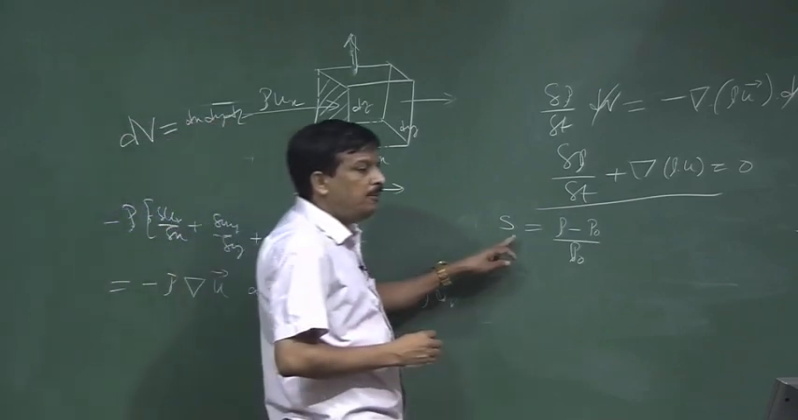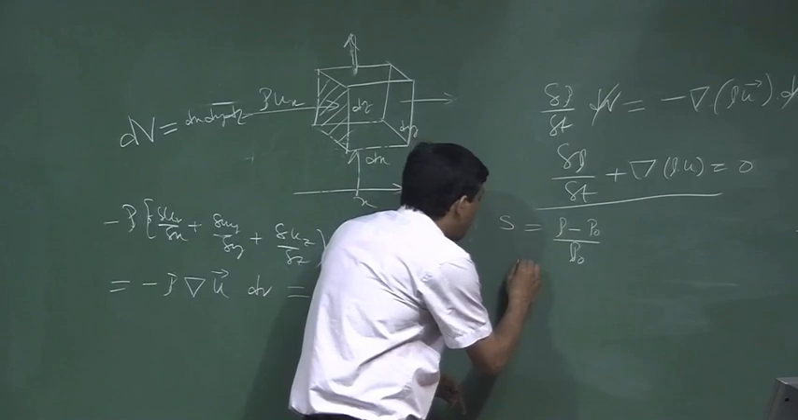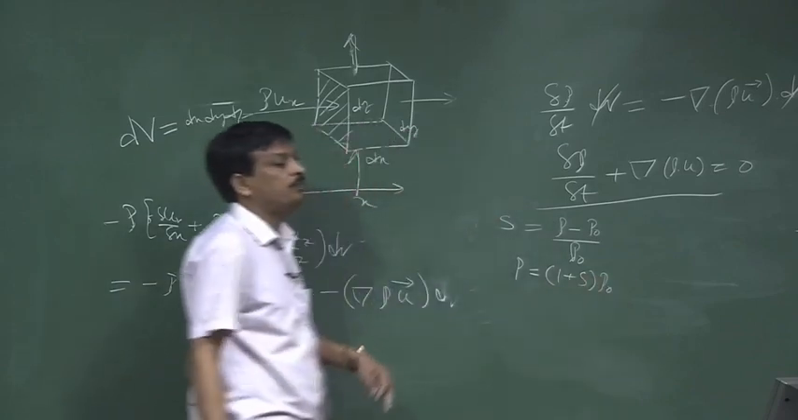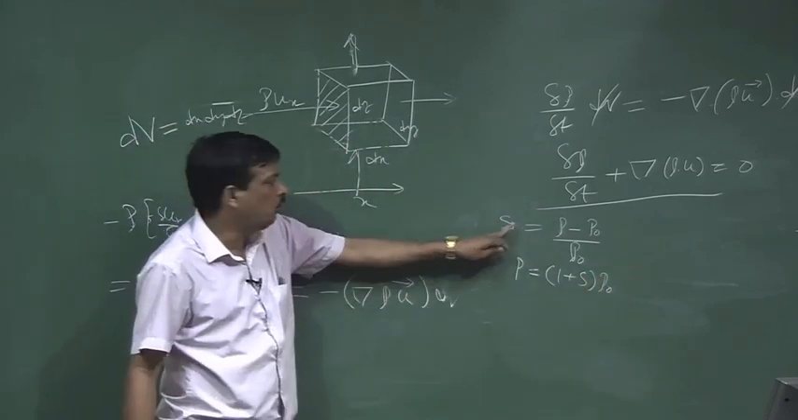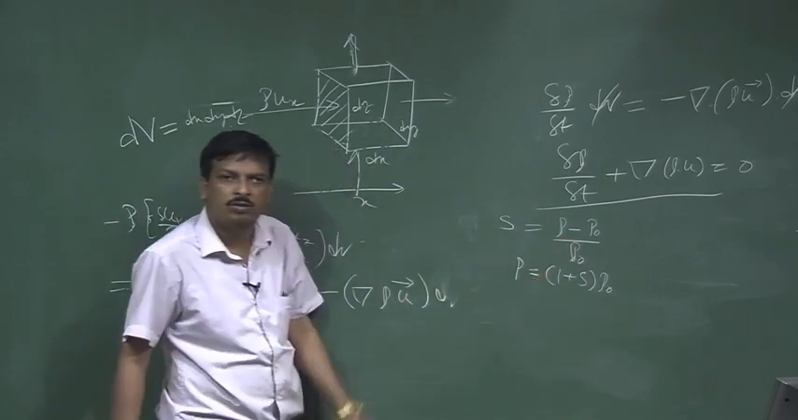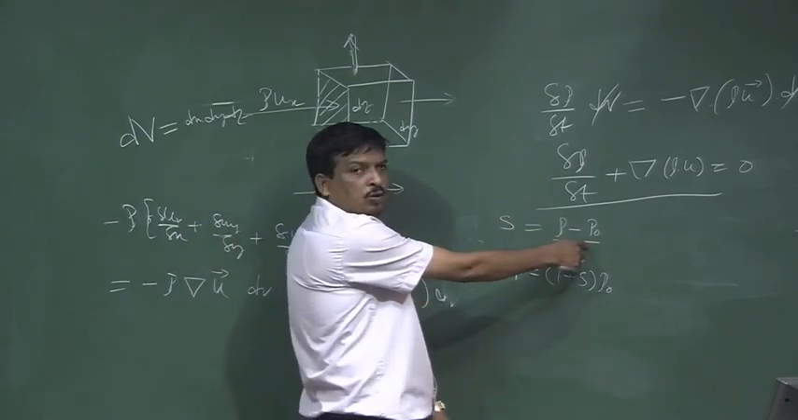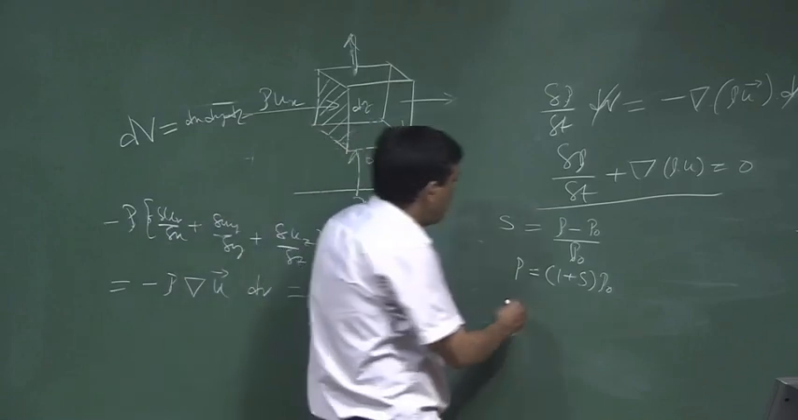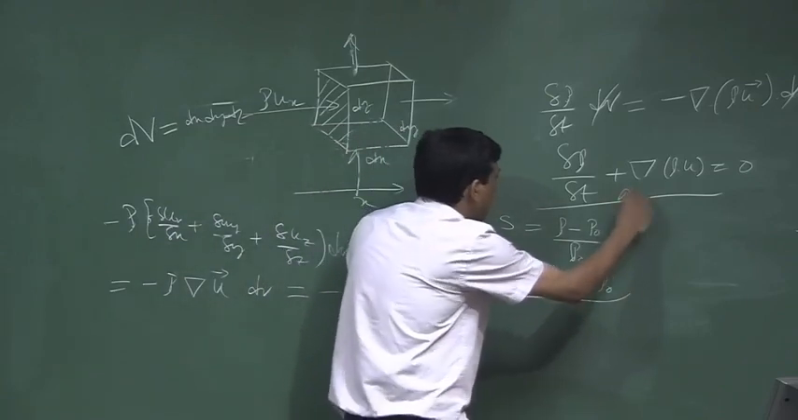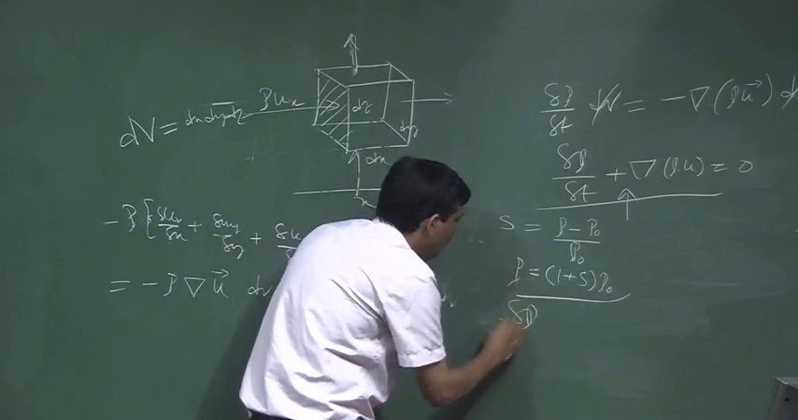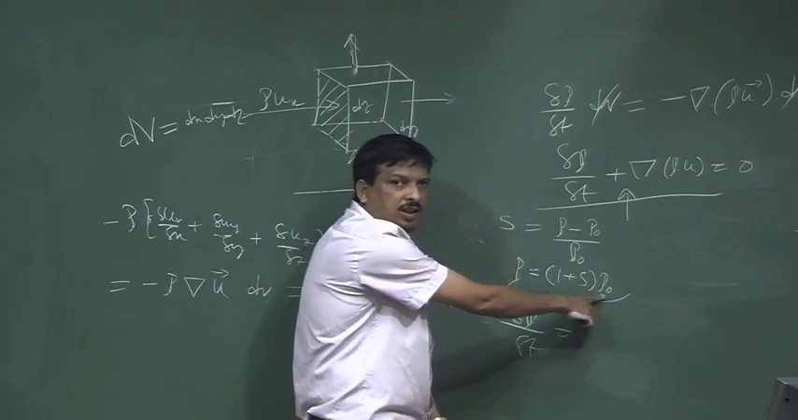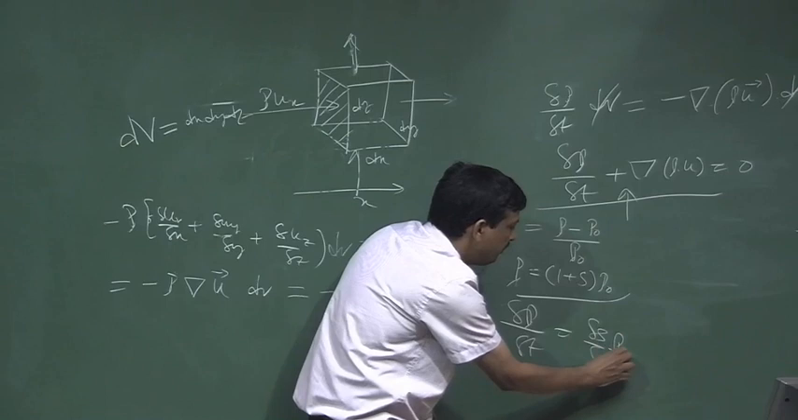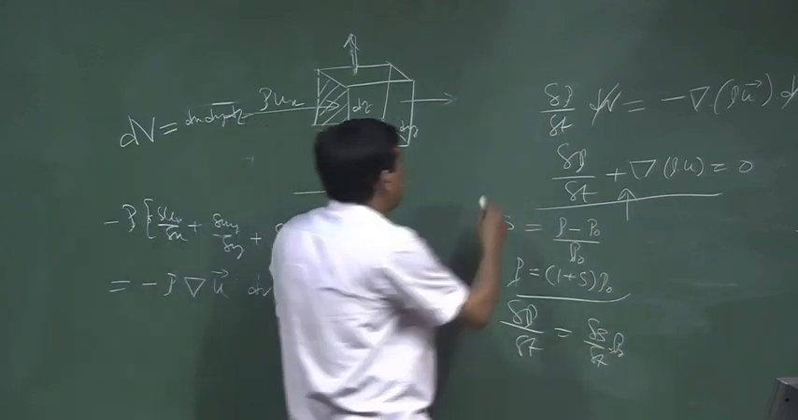Now, if I rearrange this, rho is equal to (1 plus S) into rho 0. So rho 0 S plus rho 0 is equal to rho. Now, if I put this in the equation and take the derivative, del rho by del t: rho 0 is constant, so its differentiation is 0, leaving del S by del t into rho 0. Now I put this in here.